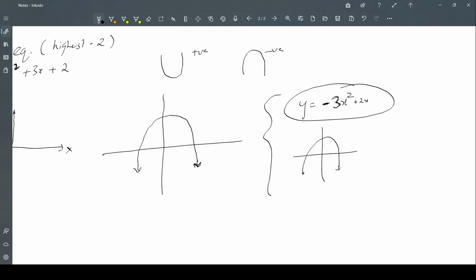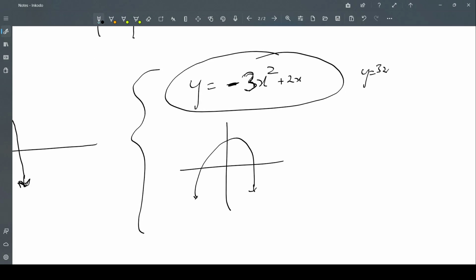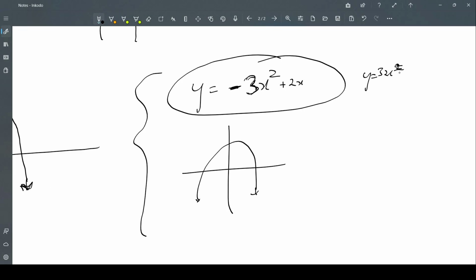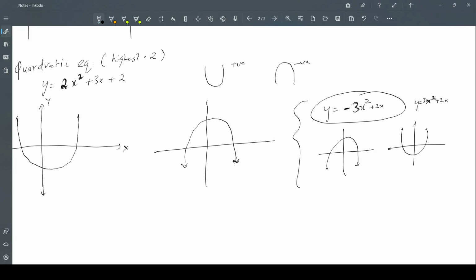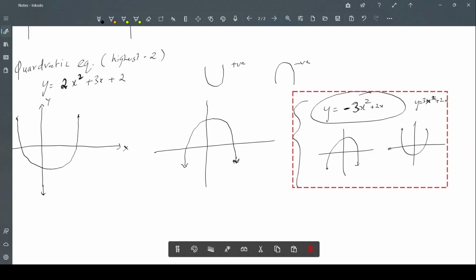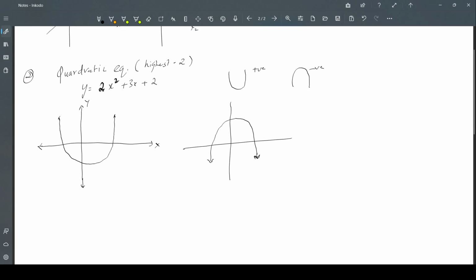In the same way, if the equation is y equals 3x squared plus 2x, then instead of going opposite, it should go like this one. Okay, you have to keep these two things in mind. In the positive case, it will be like u, and in the negative case, it will be opposite to u. Another thing you need to keep in mind is where this graph touches the y-axis.